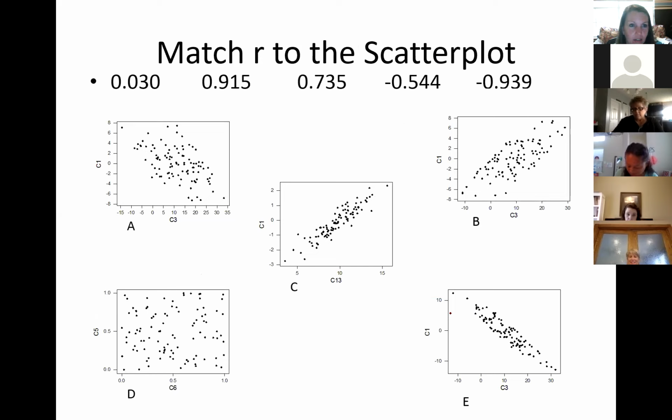Okay, so here's 5 different values for R, and we're going to see if we can match those to the scatter plots that I have down below. So we're going to really test out our sign language skills here. Let's start with the first one, 0.030. So do your best to make your hand look like the letter that you think goes with the scatter plot that goes with 0.030. So A, B, C, D, or E.